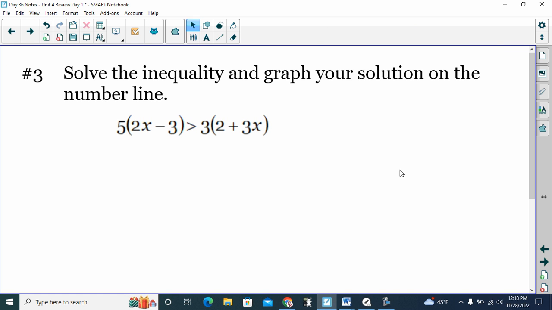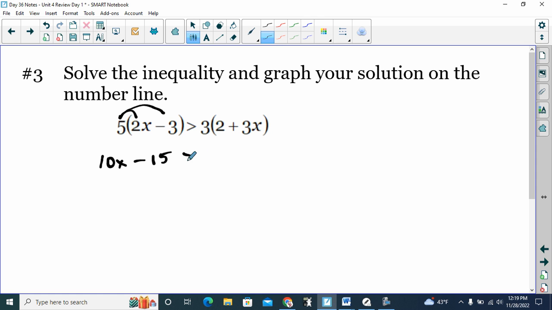Number 3, same instructions, solve our inequality, graph your solution on the number line. This one looks like we've got x's on both sides. We also need to start by distributing. I've got 5 times 2x and 5 times negative 3. Three times 2 is 6, and 3 times 3x is 9x.